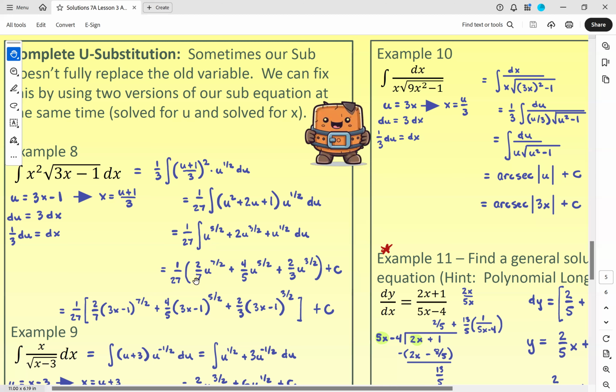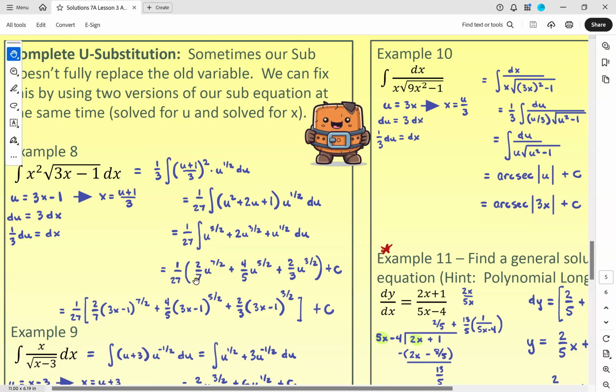Okay, so that's our first taste of this complete u substitution. The word complete is, as best I know, a reference to completely solving for x, and then therefore completely replacing all these x bits throughout the integrand using two different versions. Let's move that down to example 9.